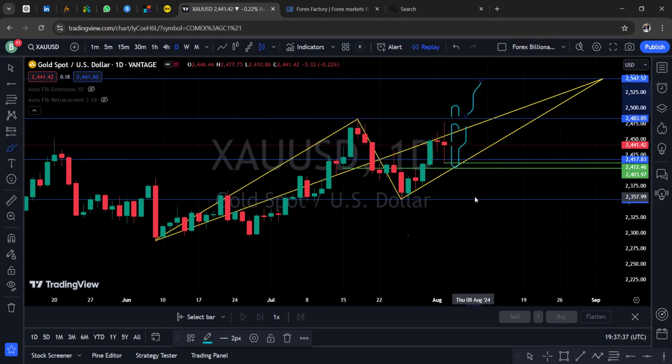But what I would prefer to do is to buy lower. So if market open and there's a drop, my entry will be between 2406 to 2403. This is my buy limit entry for gold. That is if market keeps coming down, okay? And it closes above my trend line, this one here, this trend line here.